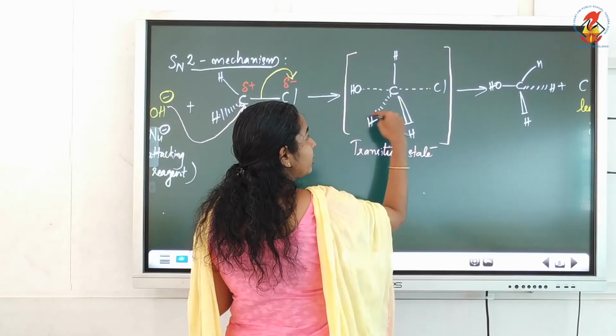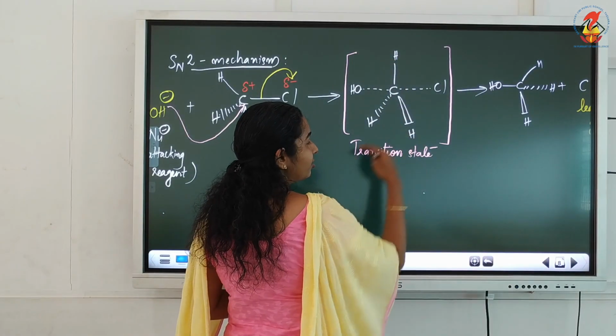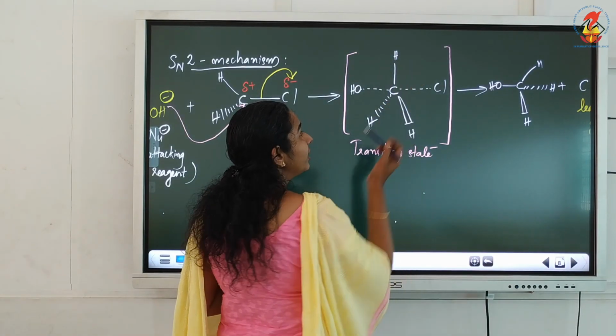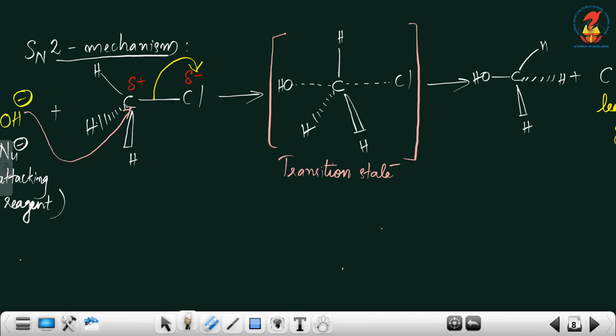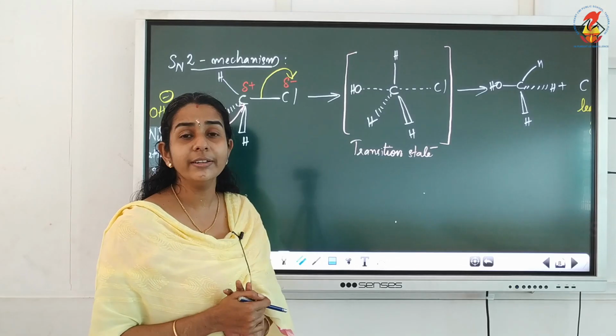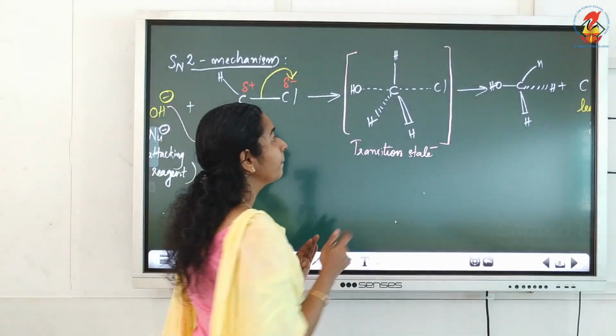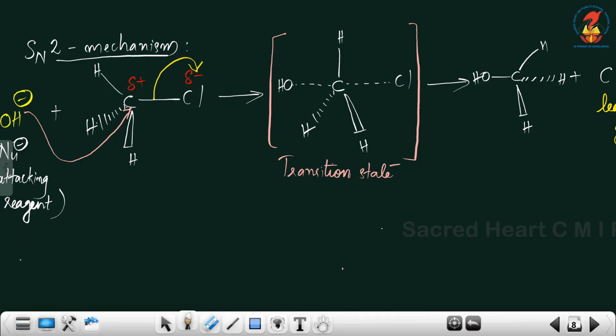So see how the arrangement of 3 hydrogen atoms in the transition state, they are still in 3 different planes, but they are arranged in such a way that the nucleophile can attack from the back side. If you look at the transition state, you can see that the carbon chlorine bond breaking has started, but it is not completed. At the same time, the carbon oxygen bond formation has also started, but that is also not complete.